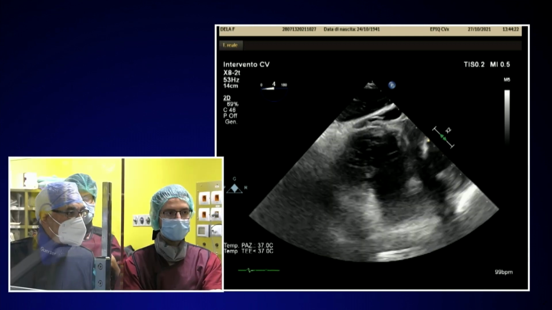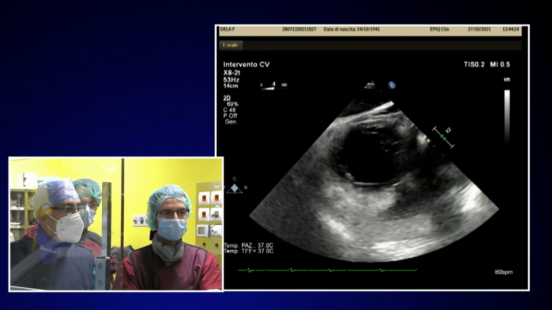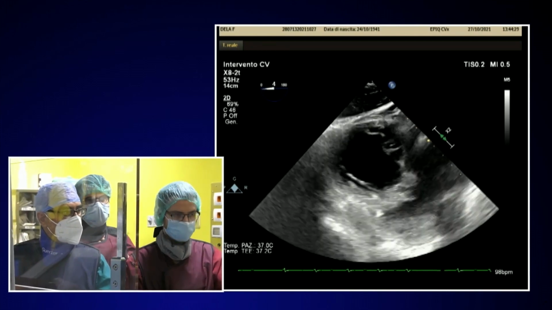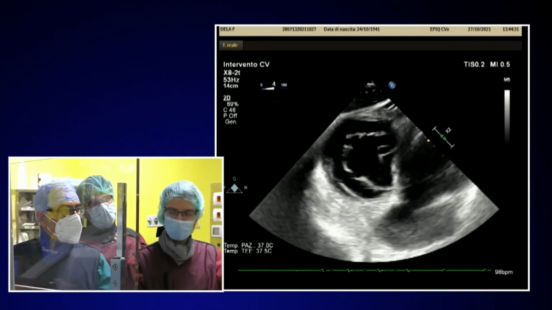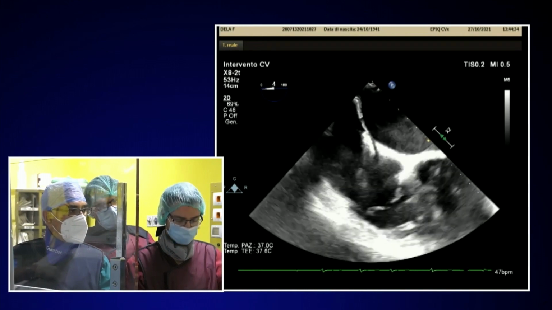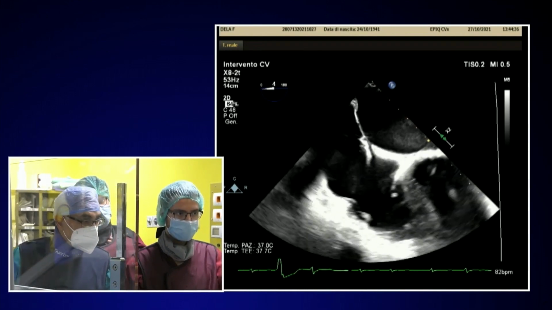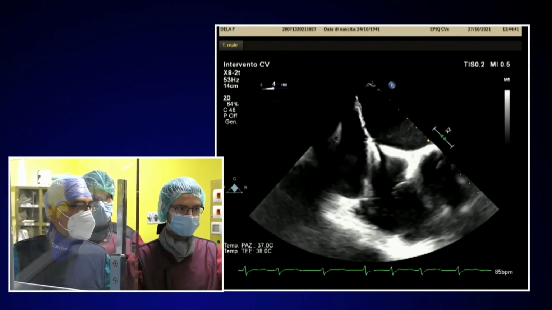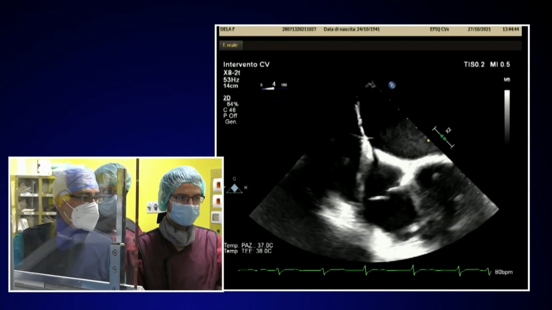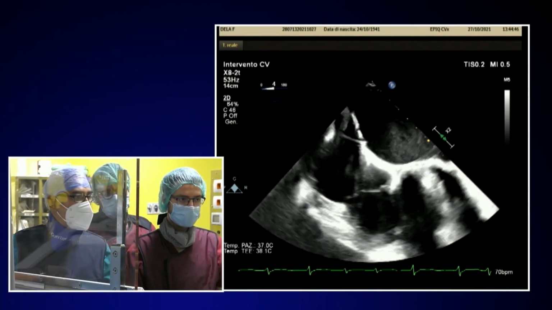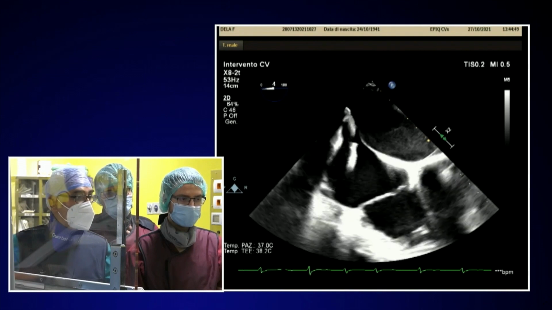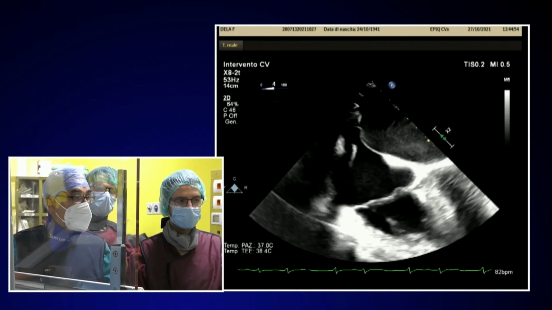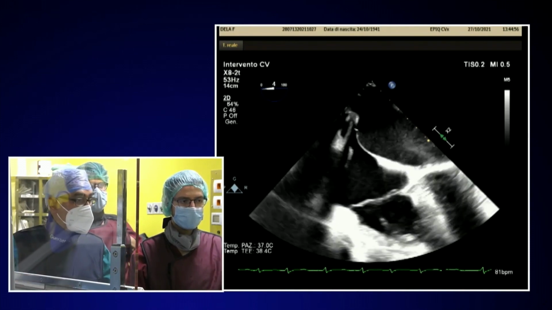So the quality of imaging is good. We have good transgastric view, but also we have good mid-esophageal view. The main mechanism of regurgitation is annular dilatation. Probably this patient has an iatrogenic tricuspid regurgitation associated with the billowing of the tricuspid leaflets.